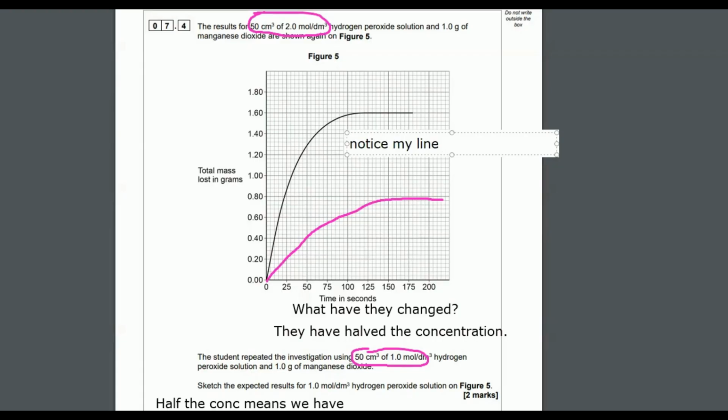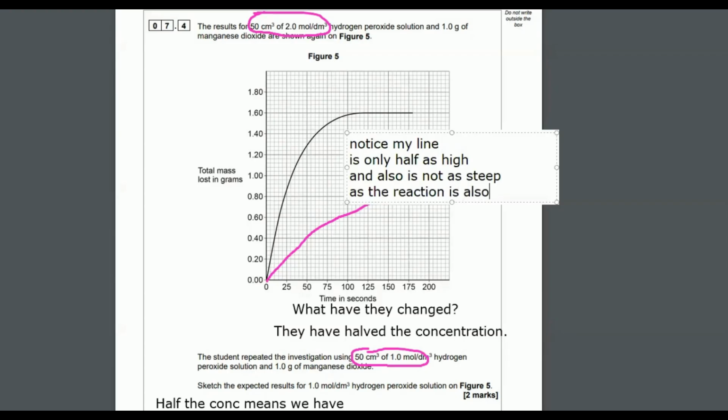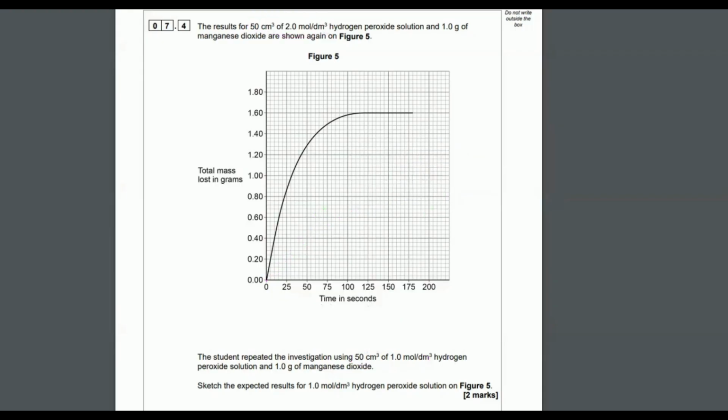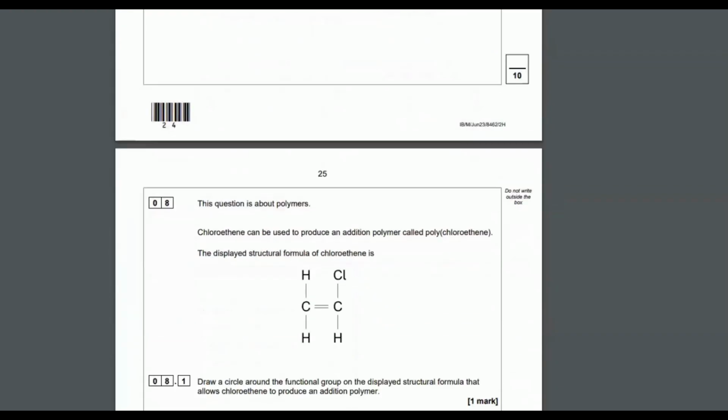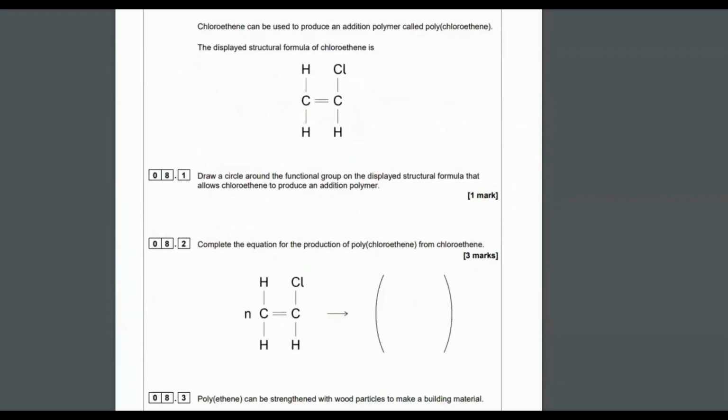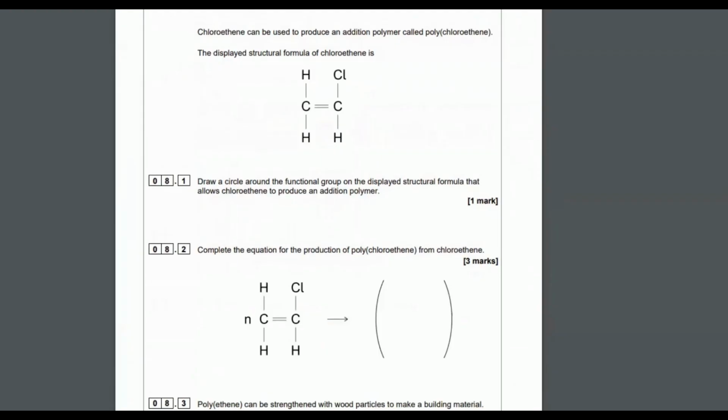The other mark is also, because there's fewer particles, look at my curve, my pink curve. It's taking a longer time. It's not as steep. And this is because there's fewer particles, there's less probability of a successful collision, so we have a lower rate of reaction. So it takes longer for the reaction to finish, longer until that line straightens, and also there's only half as much gas or product produced. So the mass loss is happening slower, and we only get half the total mass loss. All right, let's move on.